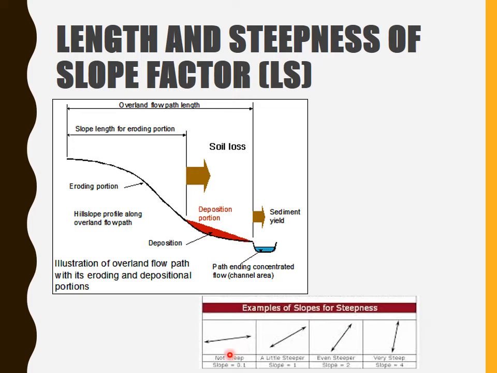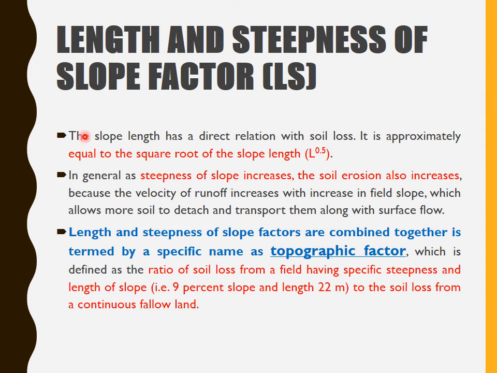Then steepness: see, this line is not steep, this is a little steeper, this is even steeper, and this is very steep. Likewise the slope here is a little steeper and here it is even steeper. Slope length has a direct relationship with soil loss, and as steepness increases, soil erosion also increases. Length and steepness of slope together are called the topographic factor, because it gives the topography of the area.